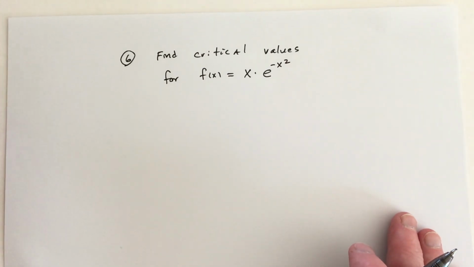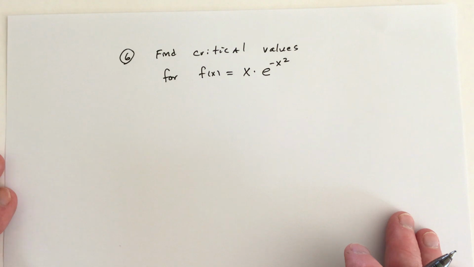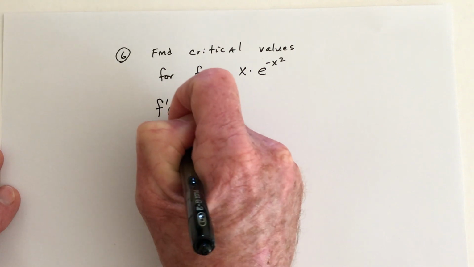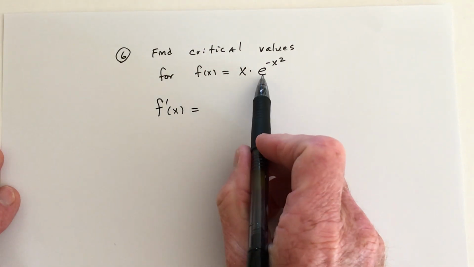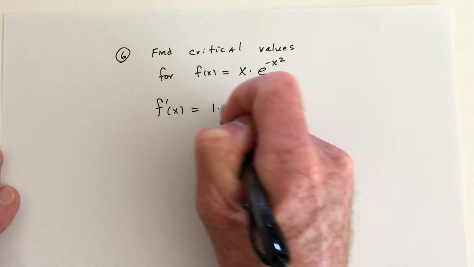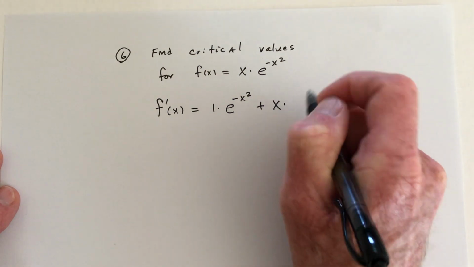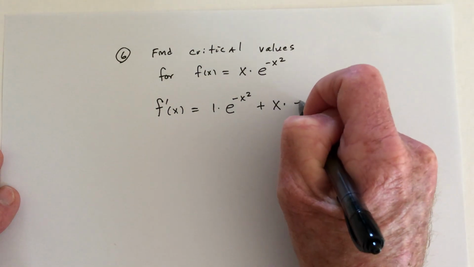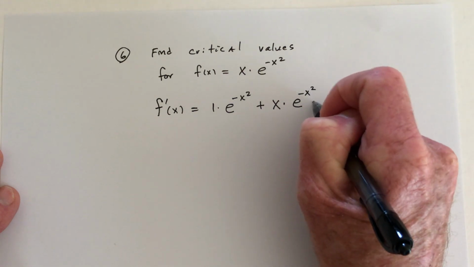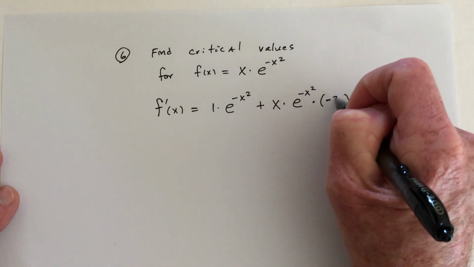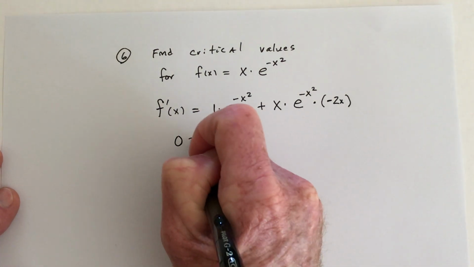And for number 6, find the critical values. So that means take the derivative and set it equal to 0 and solve for x. So for the derivative, of course, we get to do the product rule. So the derivative of x is 1, and then the e function stays there, plus now the x stays there, and the derivative of the e function is the e function. And then finally do the chain rule, and the derivative of this negative x squared is a negative 2x. And then set that equal to 0.